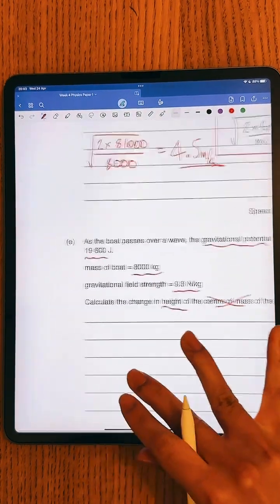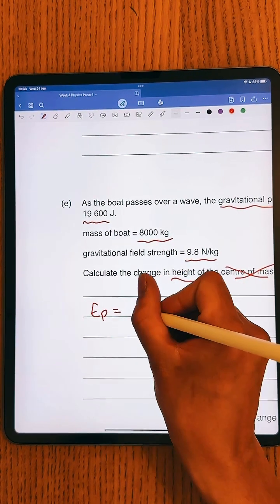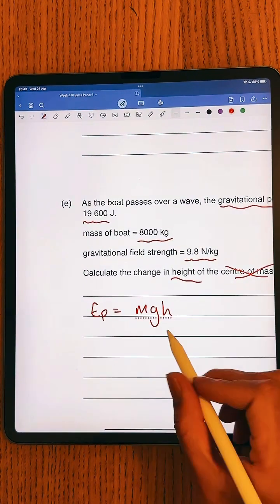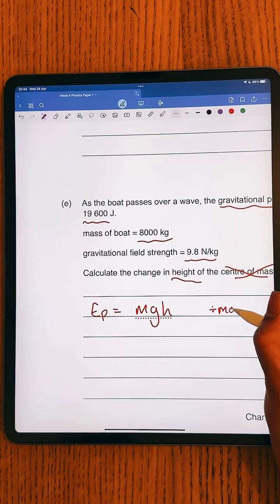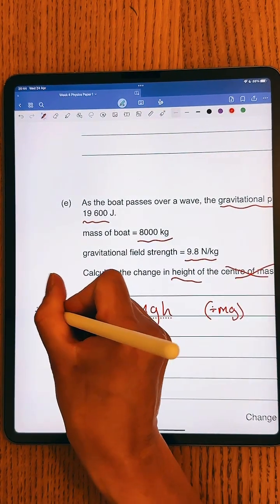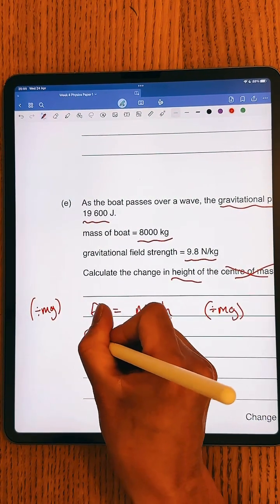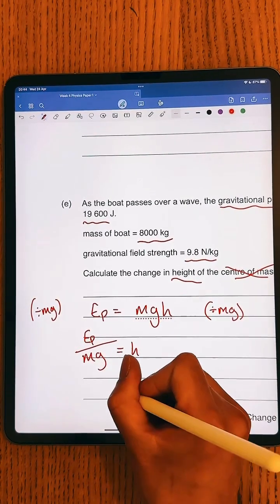So we want to rearrange this equation. Gravitational potential energy is equal to mgh. Let's make height the subject. What we'll do is divide both sides by mg. So divide that side by mg, divide this side by mg. That would make height equal to gravitational potential energy divided by m times g.